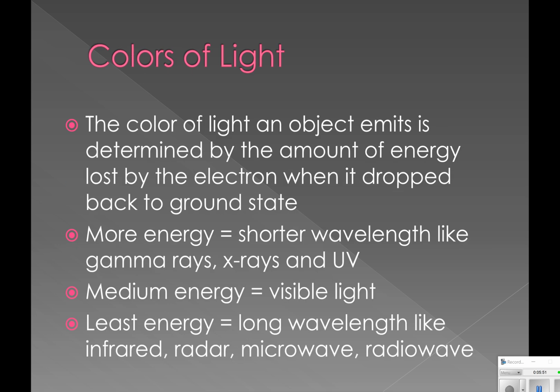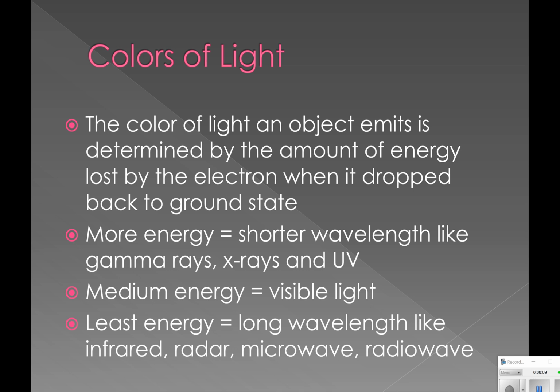Now, the color of light that an object is going to emit is going to be determined by how much energy was initially gained by that electron and therefore lost when the electron dropped back down to the ground state. So whatever quantity is being absorbed is the exact quantity that is being released.